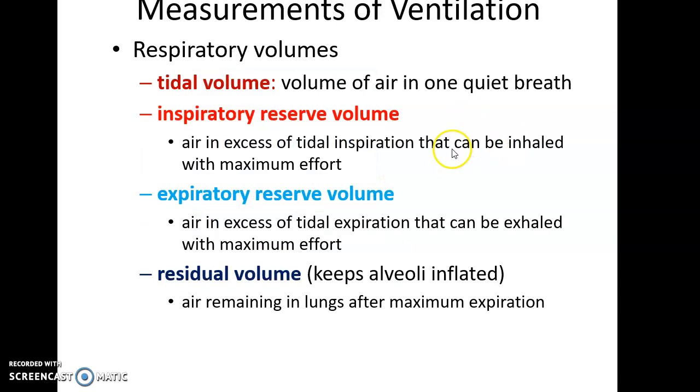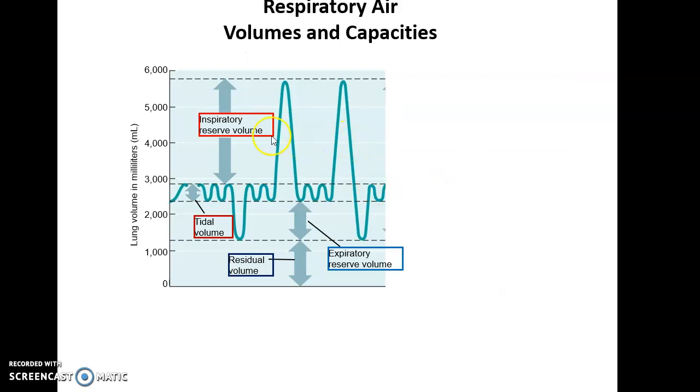Now, the residual volume is the air remaining in the lungs after maximum expiration. So it's the air left in the lungs after you breathe out as hard as you can, because there's always some air in the lungs, otherwise they would collapse and that would be bad. So this area here is the residual volume, the amount of air, about a liter or so, that's always in the lungs.